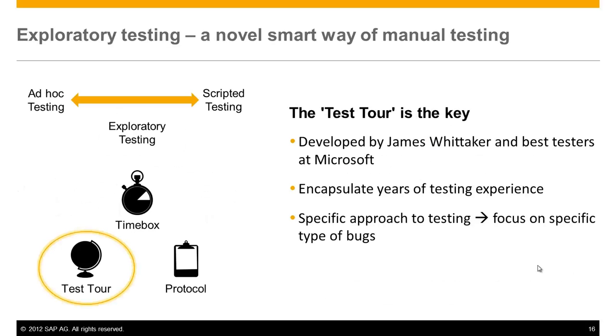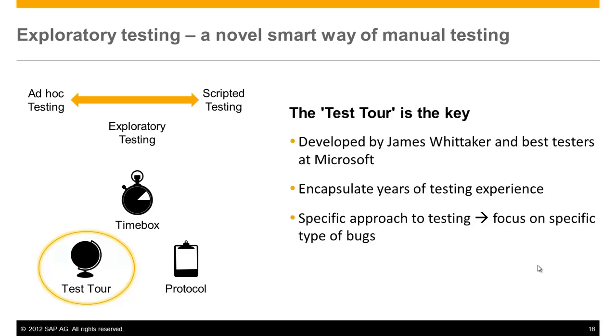Another element of the course is exploratory testing, which is, I think, really the only smart way of manual testing. It's been developed by a guy named James Whittaker. He used to be a professor and then was at Microsoft. I think he's at Google now. And it is basically a midpoint between the continuum of ad hoc testing and scripted testing.